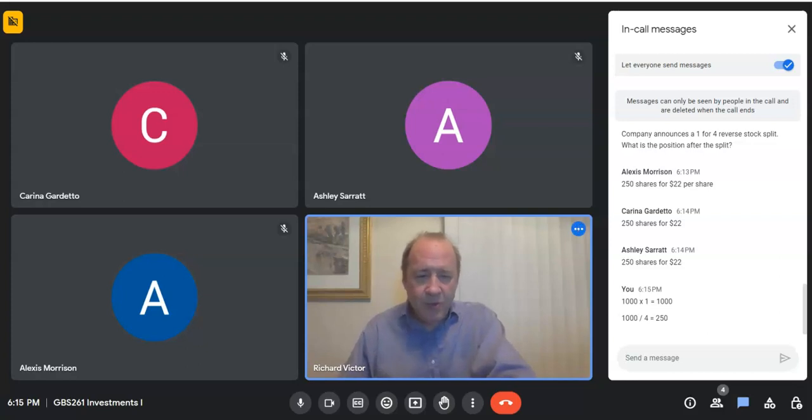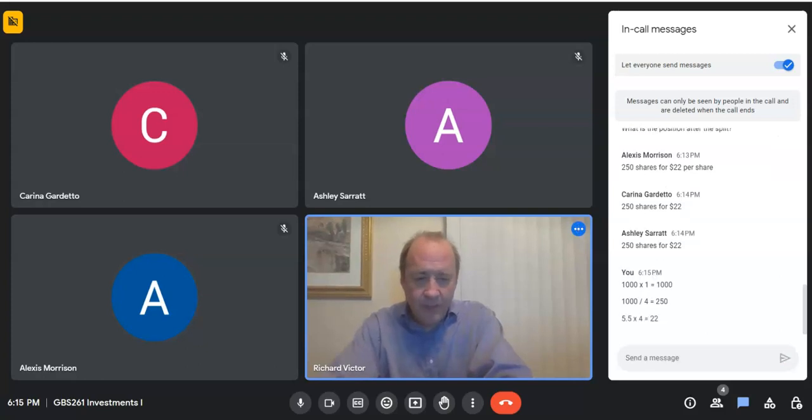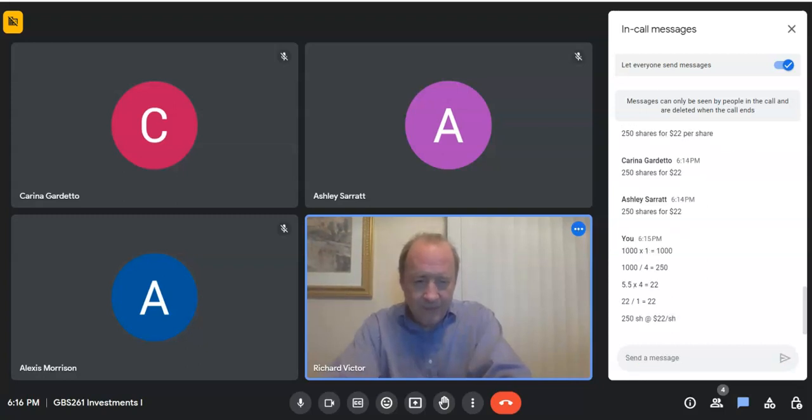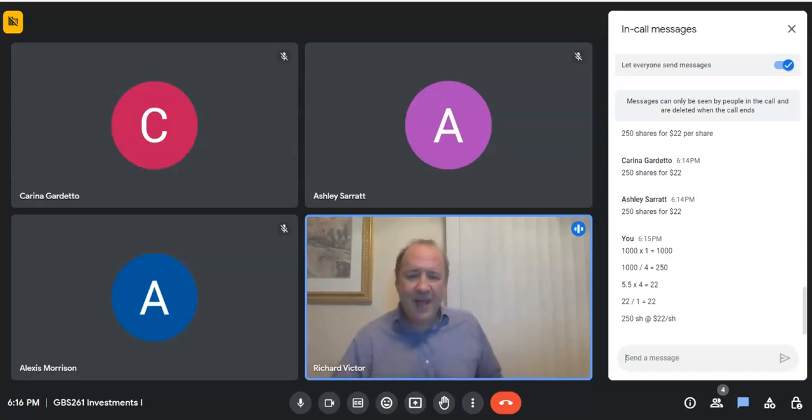Now the new price per share. It started off at $5.50 a share. Multiply that by the second number, which is a 4. 5.5 times 4 is 22. Then take the result and divide by the first number, which is a 1. So 22 divided by 1 is 22. Our result is 250 shares at $22 per share. And that was it. You got it. So no matter what they throw at you, if you've got the formula, you've got the answer.